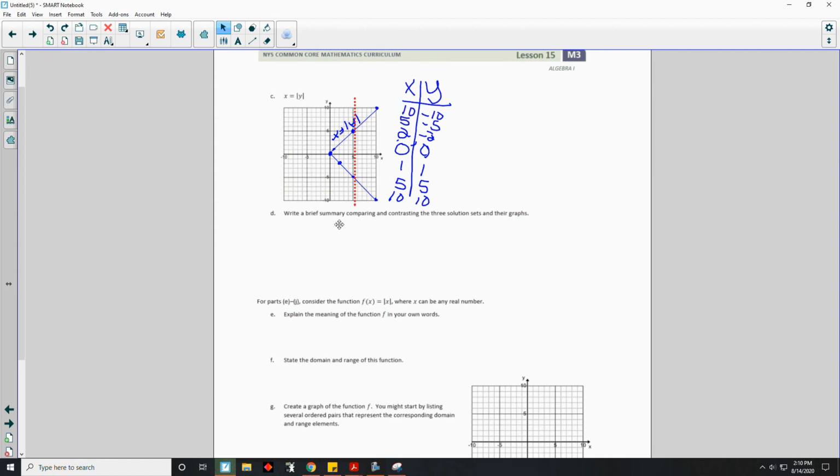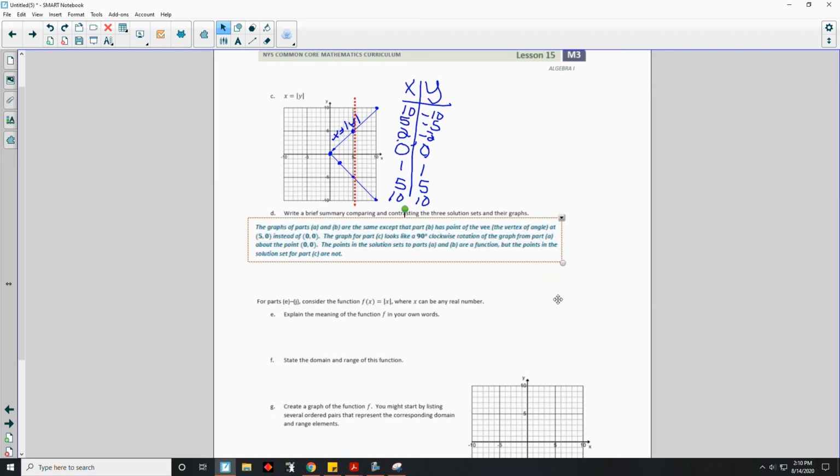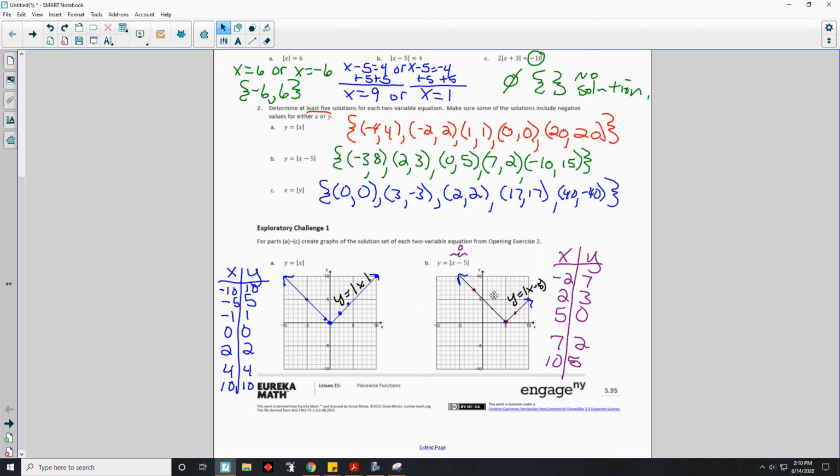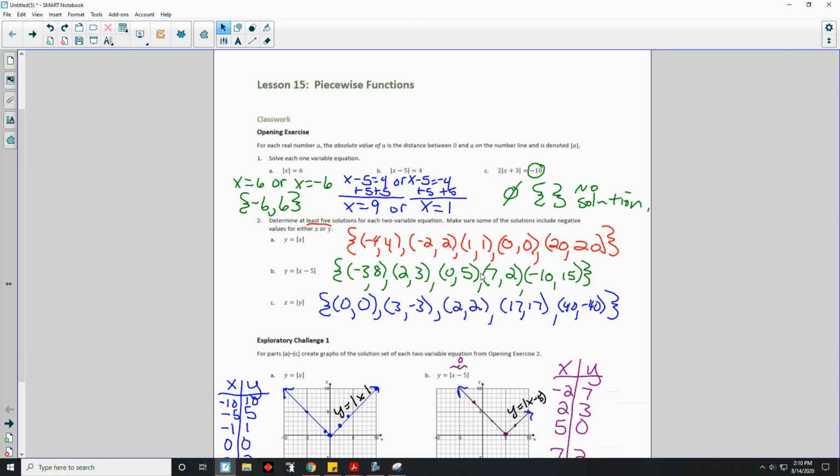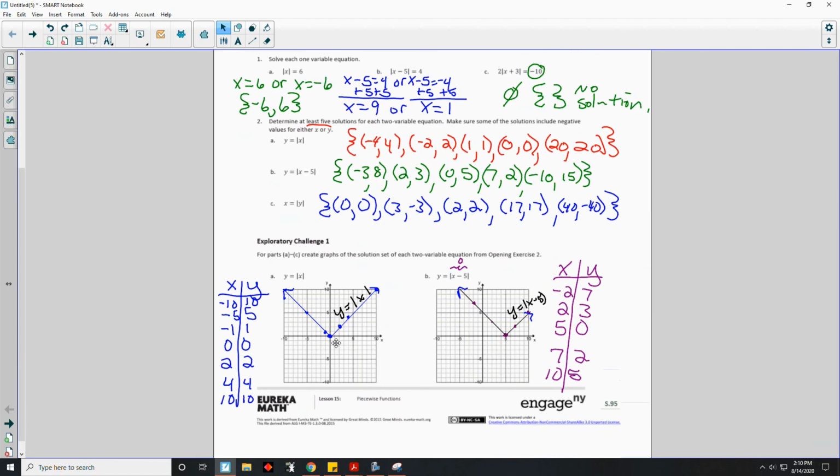Okay, now it says to write a brief summary comparing and contrasting the three solution sets and their graphs. So we can say the graphs of part A and B are the same, except part B has a point of the V, the vertex of angle, at 5, 0 instead of 0, 0. Okay, so what they're saying is the vertex is at 5, 0, the vertex here is 0, 0, so this is a graph of this just shifted 5 units to the right.